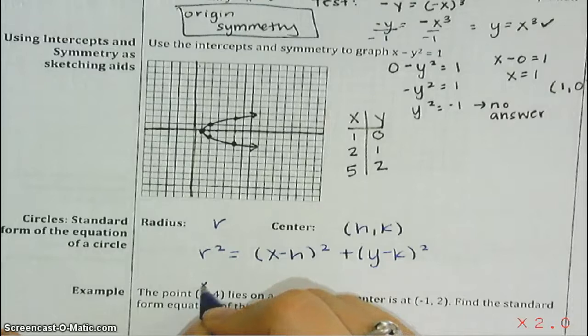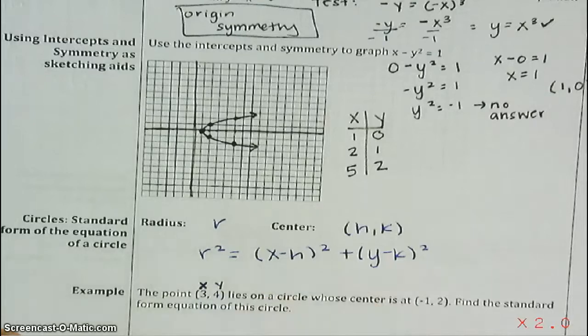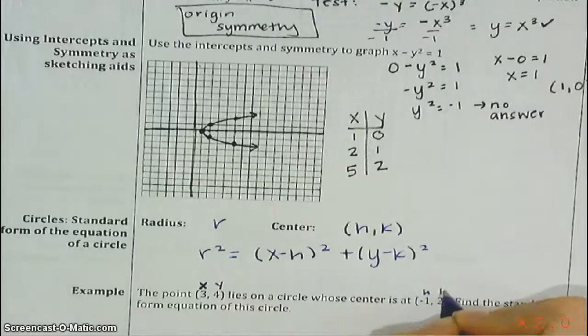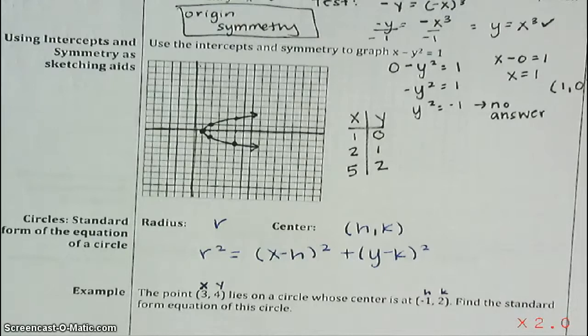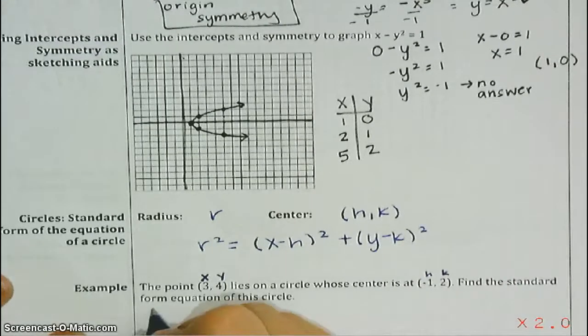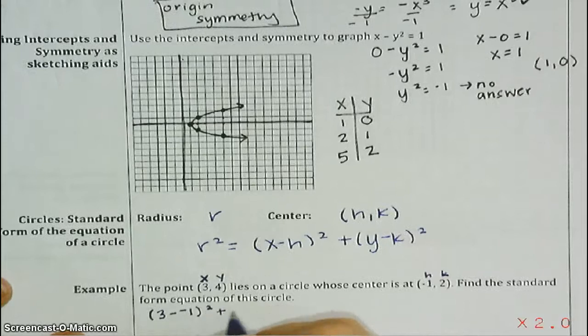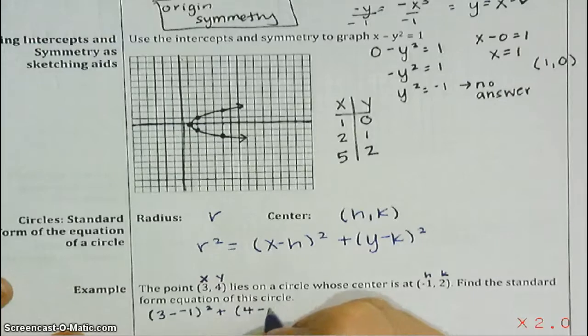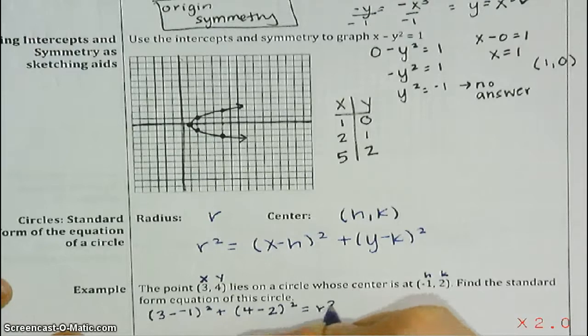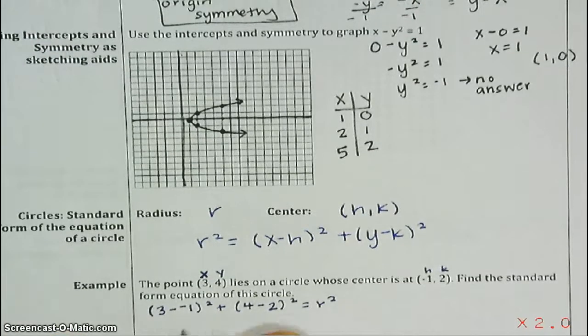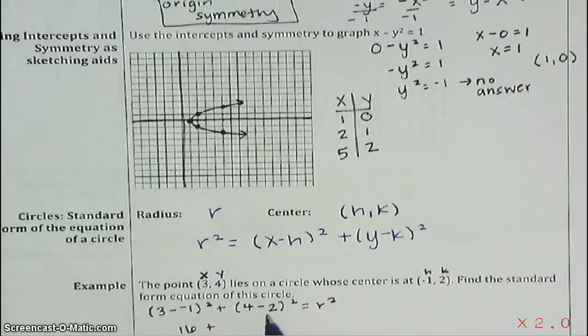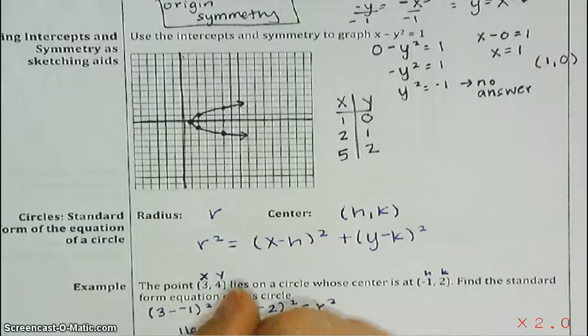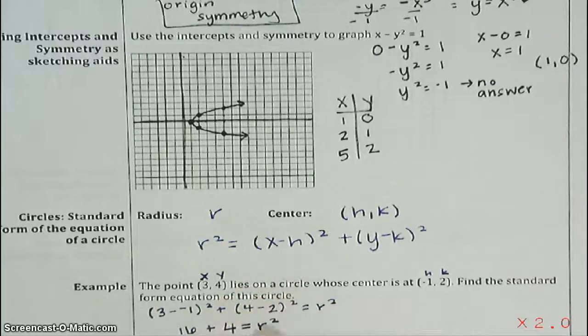So let's figure out what we know. This is a point on the circle, so that can be representative of x and y. We do know that the center h and k is at -1 and 2. They don't tell us the radius. So I'm going to start filling things out. I'm going to have x, which is 3, minus h, so minus -1 squared, plus 4 minus k, which is 2 squared, is equal to r squared. 3 plus 1 is 4 squared makes 16. 4 minus 2 is 2 squared makes 4. That equals r squared, which means that r squared is equal to 20.